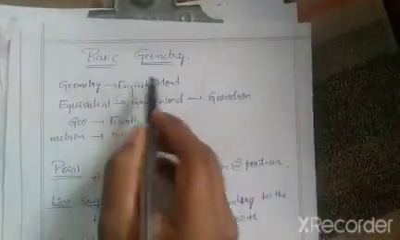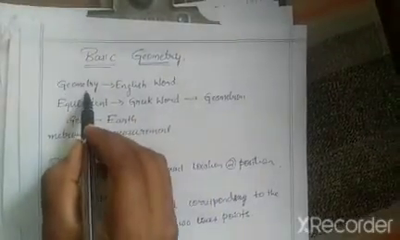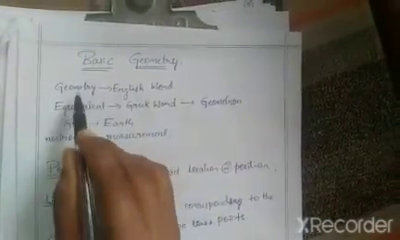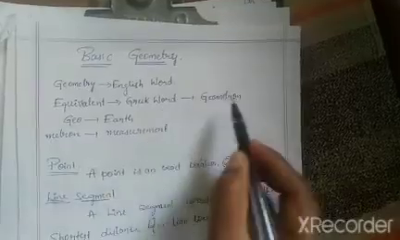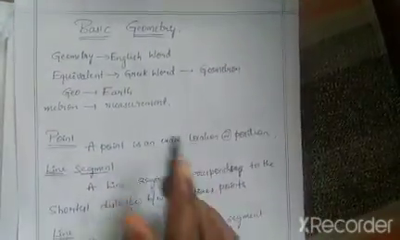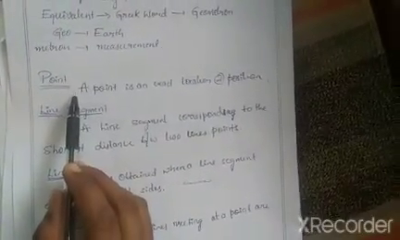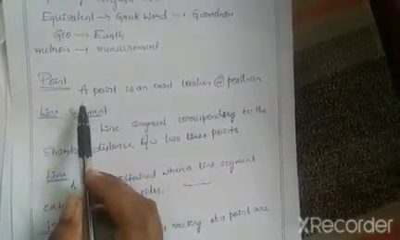Here, basic concepts of geometry. Geometry is an English word, so we will use geometry, but it is from the Greek word geometria. Geo means earth, and metria means measurement. Here next is some definitions. Point: a point is an exact location or a position.